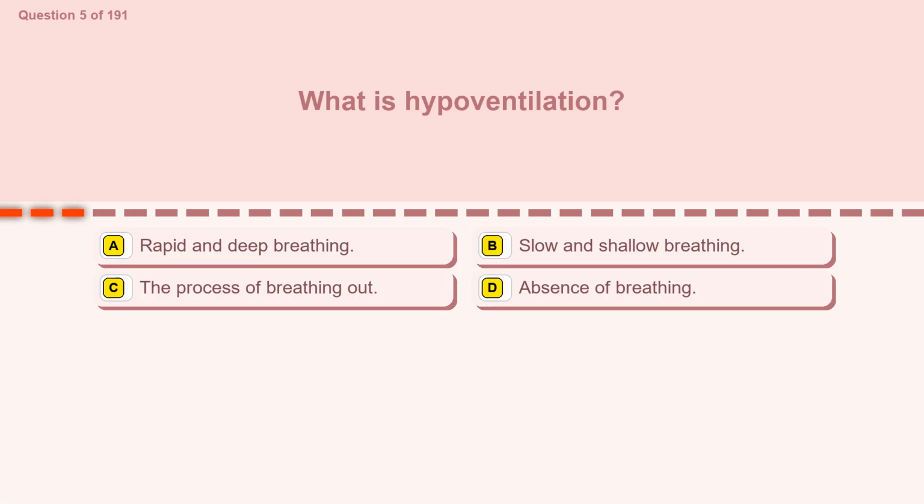Question 5. What is hypoventilation? Option A. Rapid and deep breathing. Option B. Slow and shallow breathing. Option C. The process of breathing out. Option D. Absence of breathing.